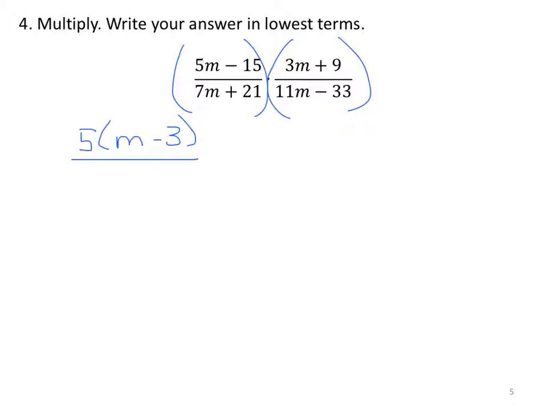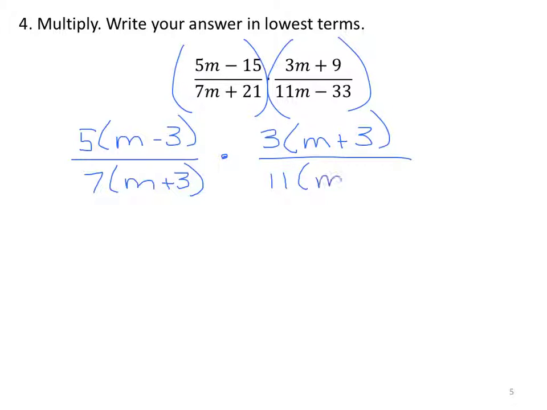The denominator has 7 times m plus 3. Now notice m minus 3 and m plus 3 are not opposites. The opposite of m minus 3 is 3 minus m. So you cannot cancel out m minus 3 and m plus 3. In the second fraction, we have the common factor of 3 in the numerator, and in the denominator, our common factor is 11. So now let's see what we can cancel.